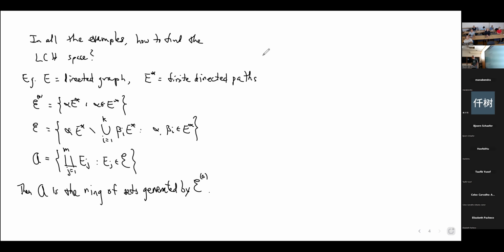I have a question about the meaning of k in the definition of E. Oh, it's just a finite number. And k is an arbitrary finite number. Let's see, so I should put that here.